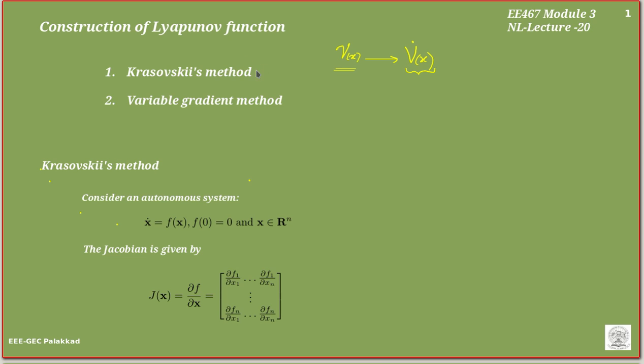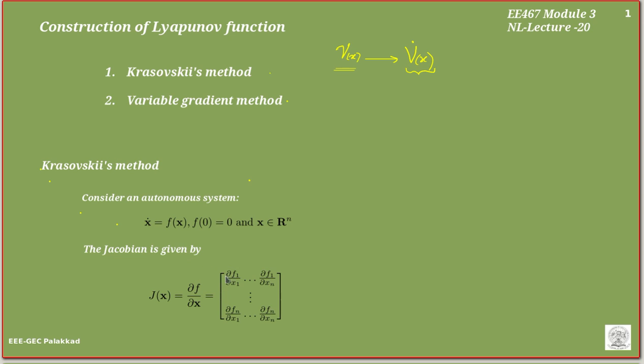So we will see two methods. One is the Krasovskii's method and the other one is the variable gradient method. In this lecture, we will deal with the Krasovskii's method. In this method, we can consider an autonomous system here, x dot is equal to f of x, where f of 0 is equal to 0 and x is an element of R^n. And this says that the equilibrium point is the origin, the 0 point.